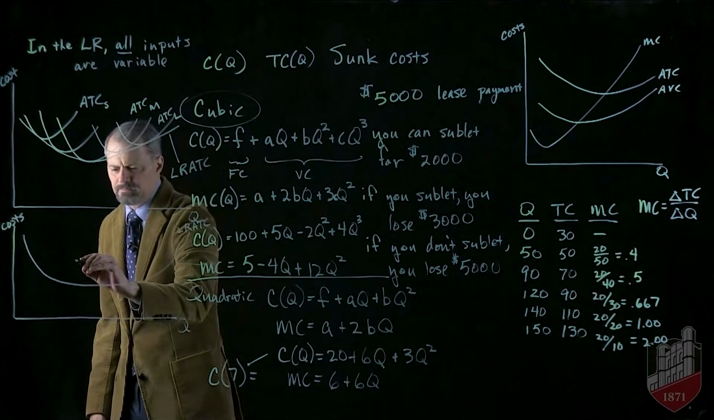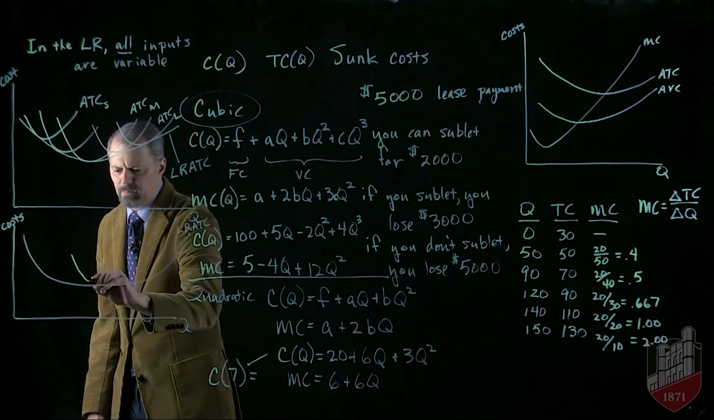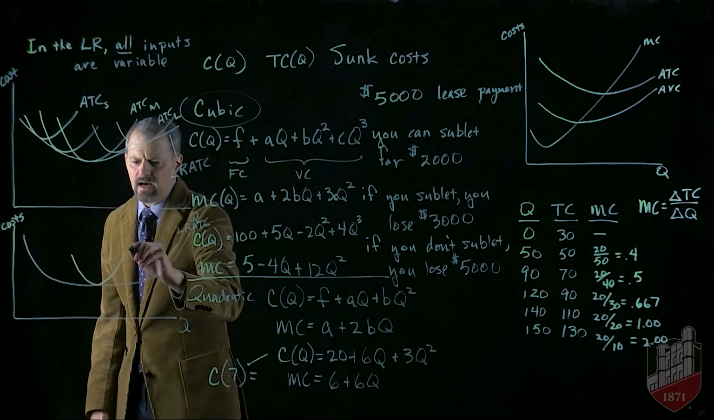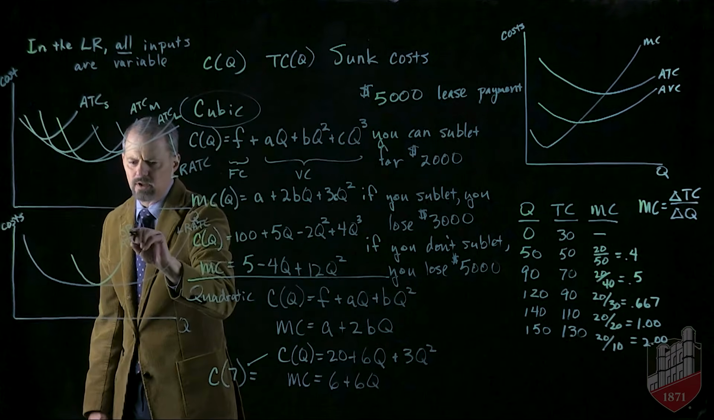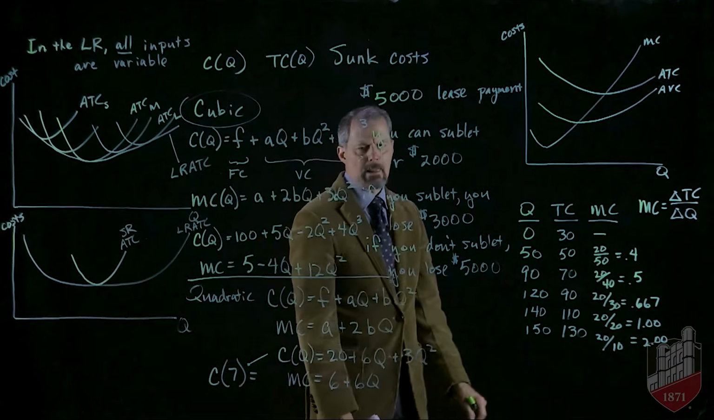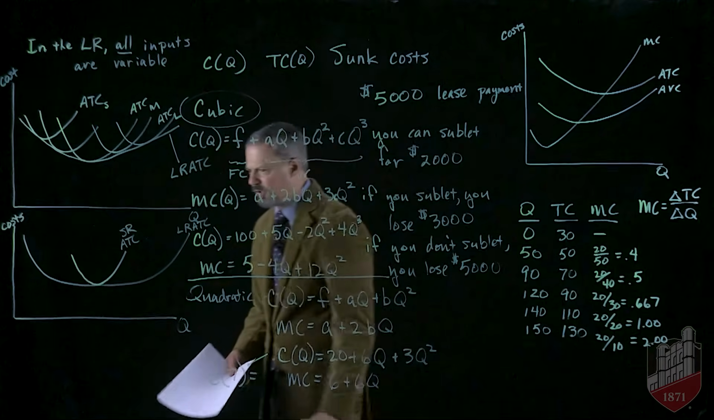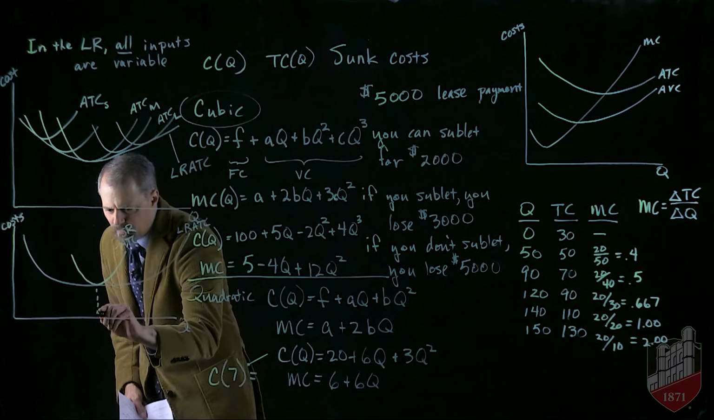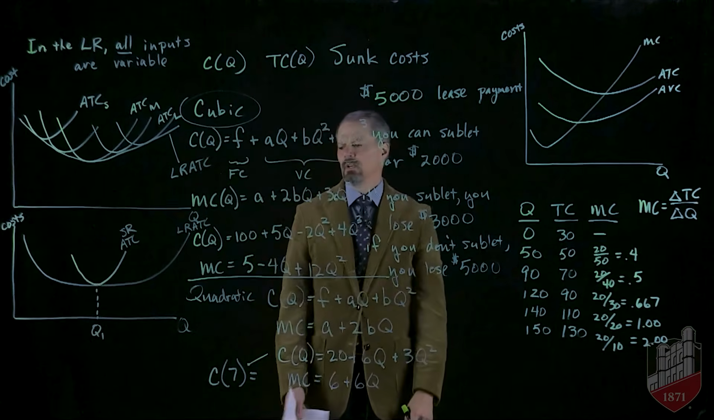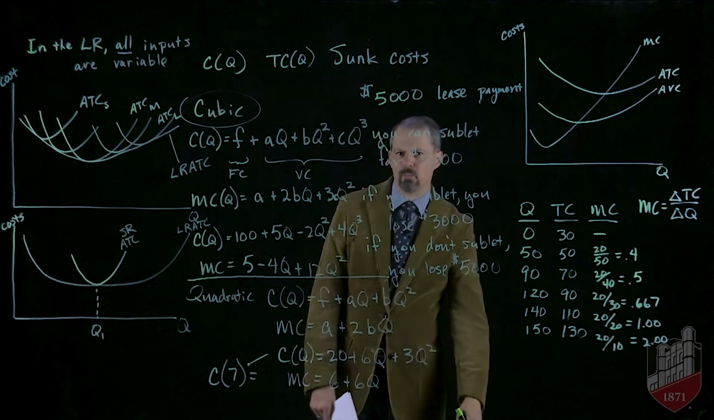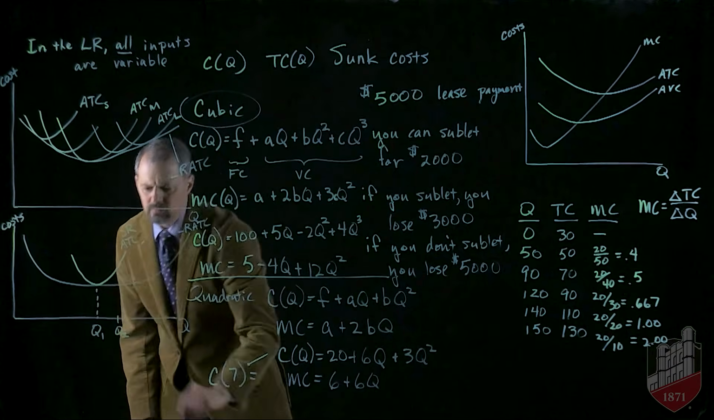Let's suppose that we built a plant size. Well, if we build a plant size, there's our short-run average total cost curve. I'm going to call it short-run average total cost curve. We've built that particular plant size. Let's suppose we're producing this level of output. We'll call it Q1. And we decide that we want to produce more output. Let's suppose we want to produce Q2.